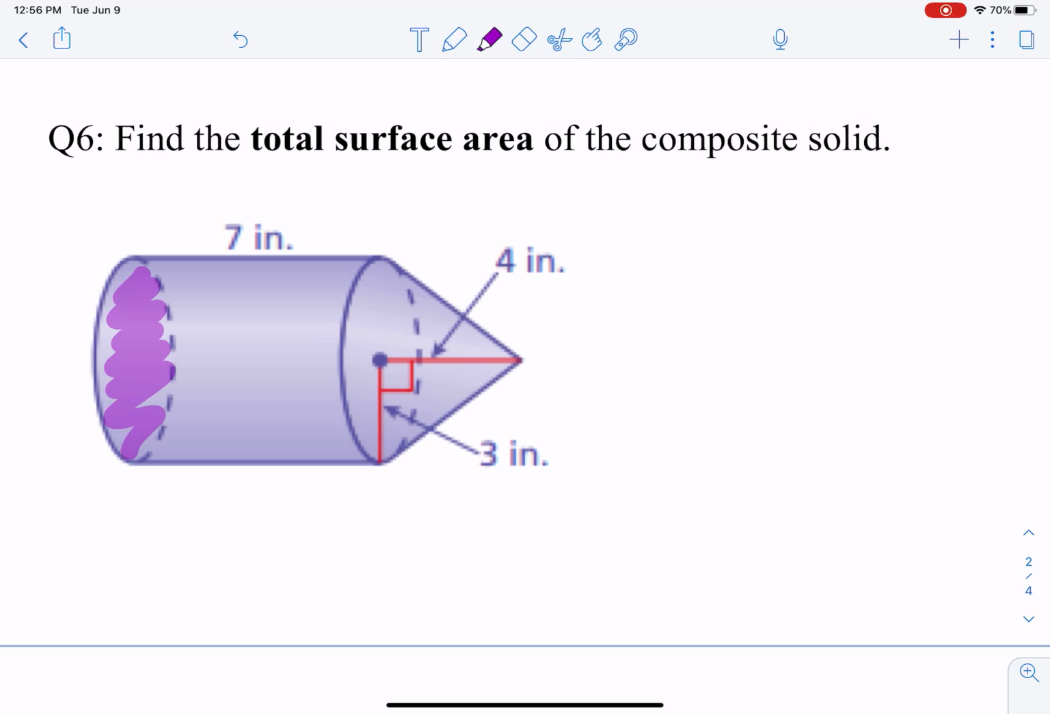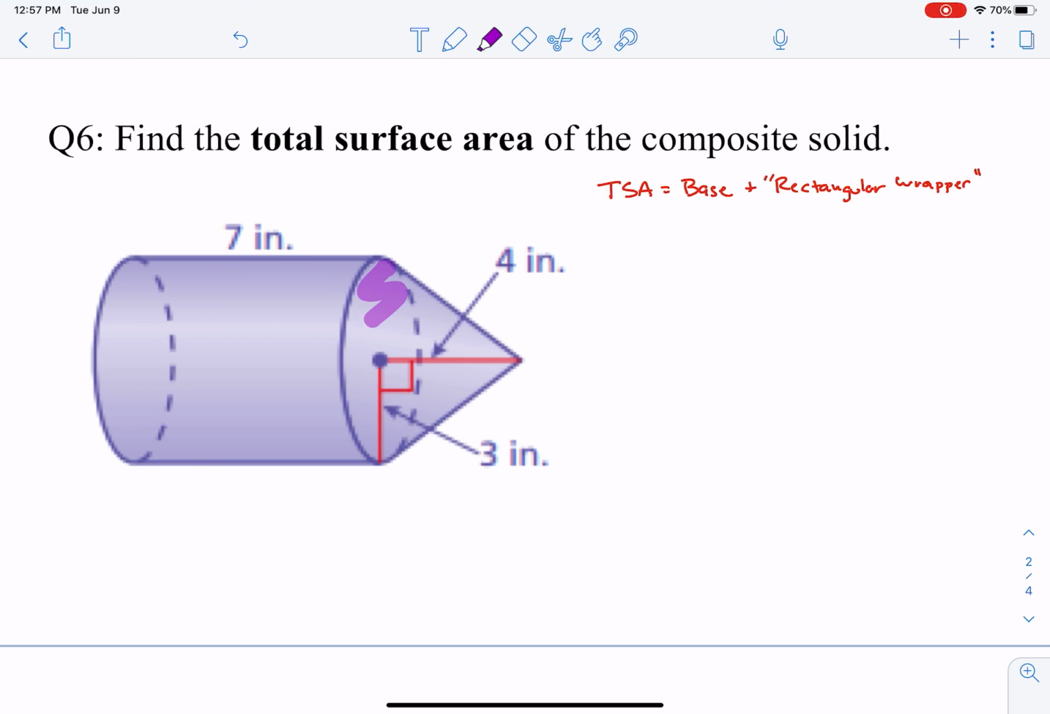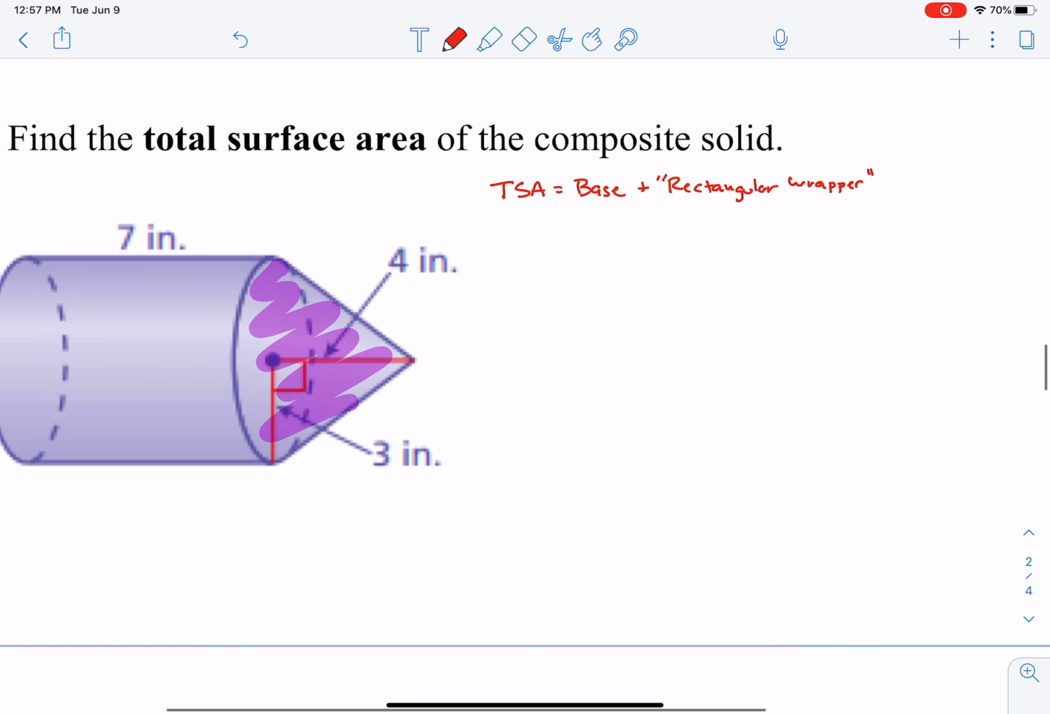I've got a base, so the total surface area will be the base plus we have a rectangle that's wrapped around a cylinder. So I'm going to call that my rectangular wrapper. And then on top, we have the lateral surface area of the cone.